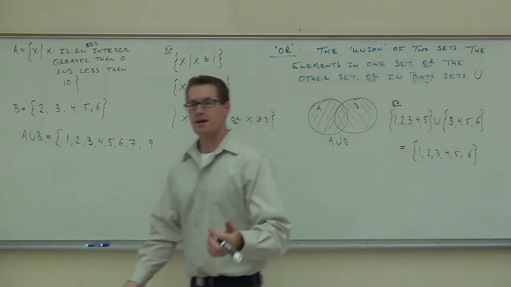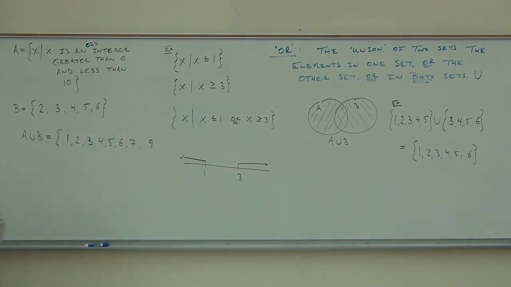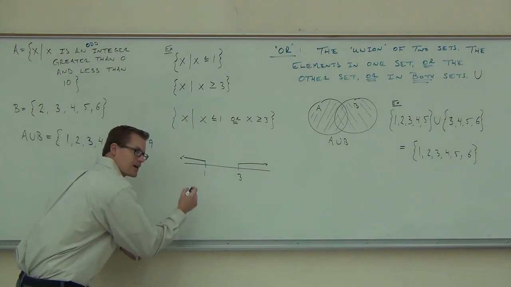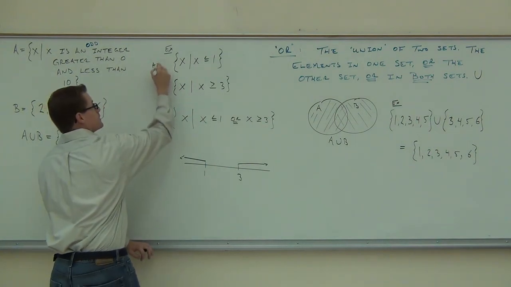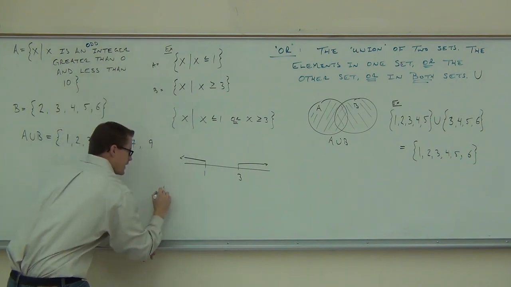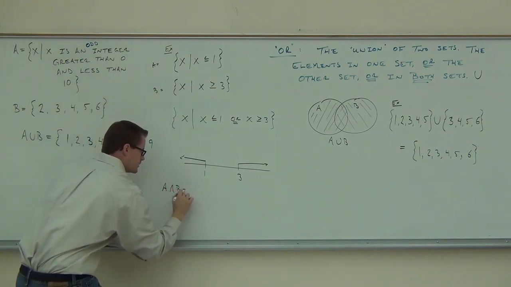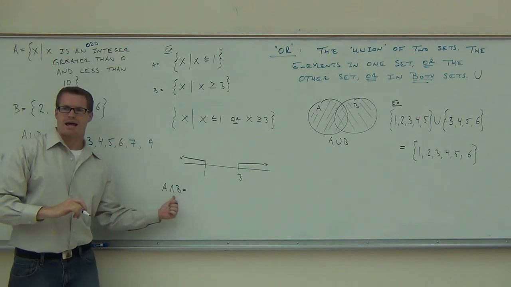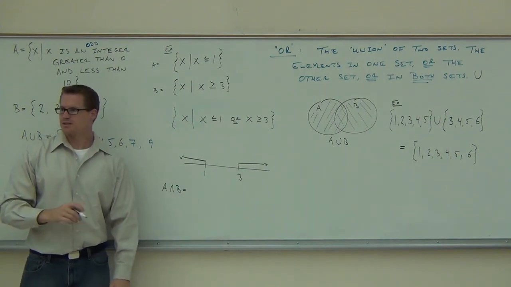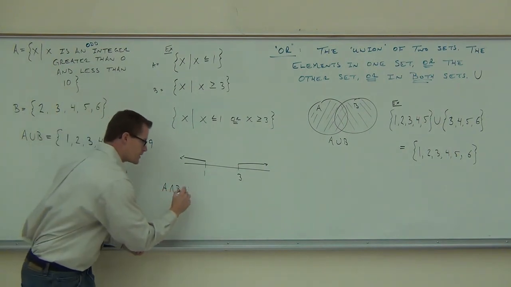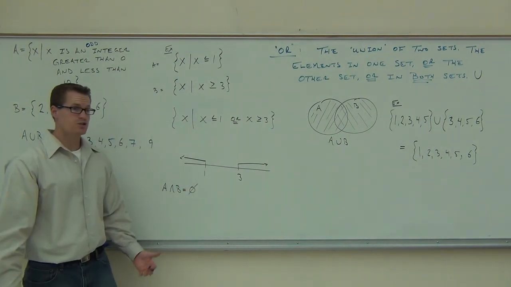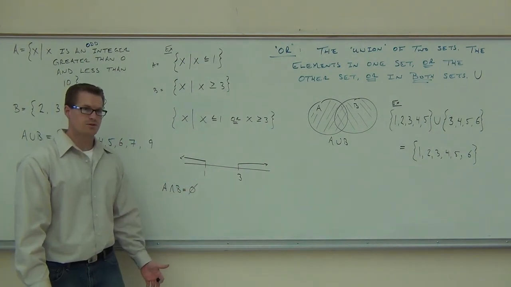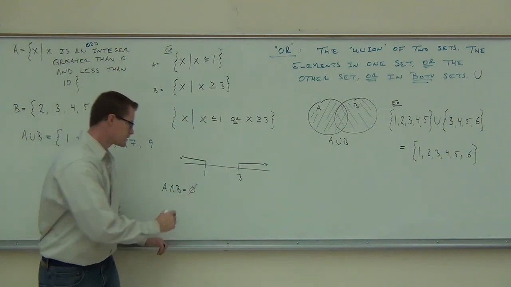All right. Here's one thing I'm going to ask you to do. I want to make sure you see this. If I asked you for this, let's say this was A and this is B. If I asked you for A and B, what's the intersection of A and B? Is there any intersection? No. If it asks you that and it looks like this, well, you'd put that there is no intersection. There's no crossover. You with me, folks?